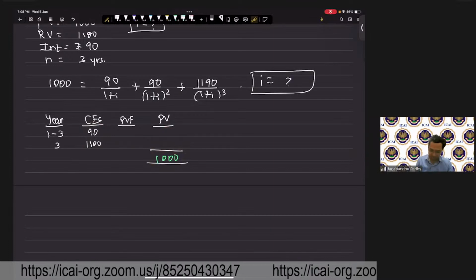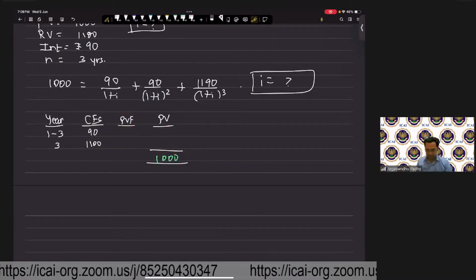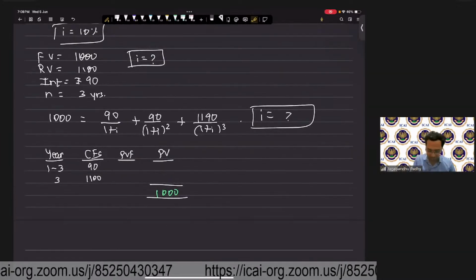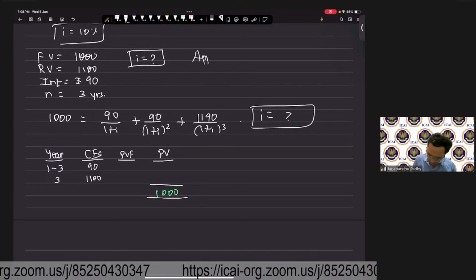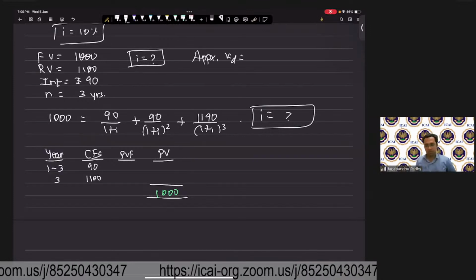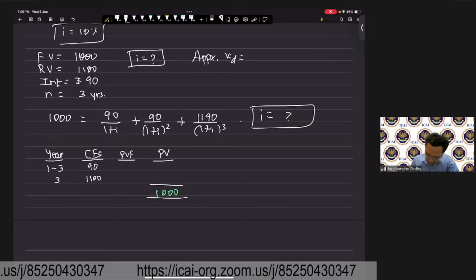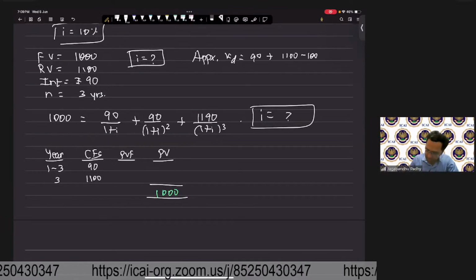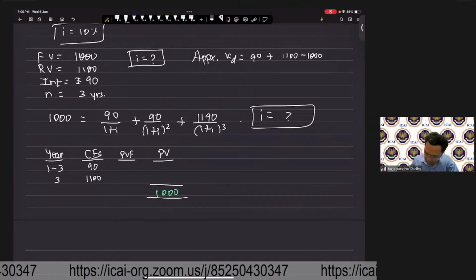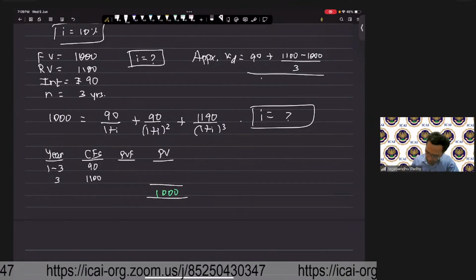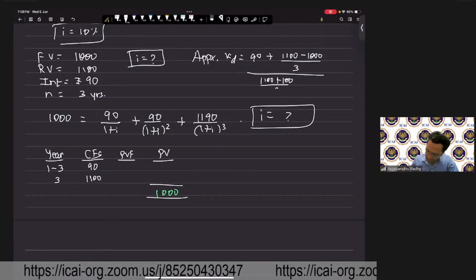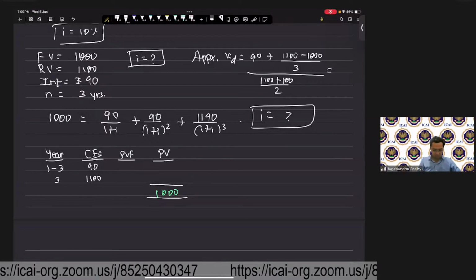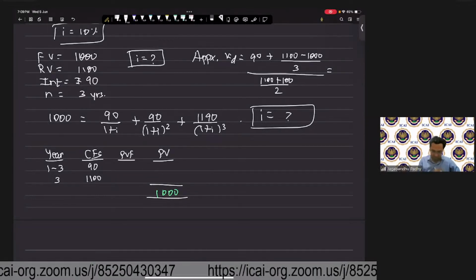So now I don't know what the typical PV factor is. What rate should I really be discounting? One easier way to start is to compute the approximate cost of debt. You can compute it by taking interest plus redemption value of 1100 minus face value of 1000, assuming that itself is the net proceeds, divided by 3, the whole upon (1100 plus 1000) divided by 2. This will give you an approximate IRR or approximate YTM value, the approximate cost of debt.